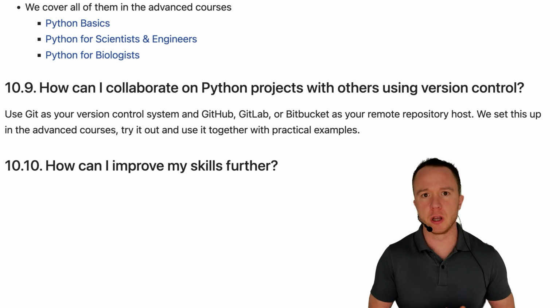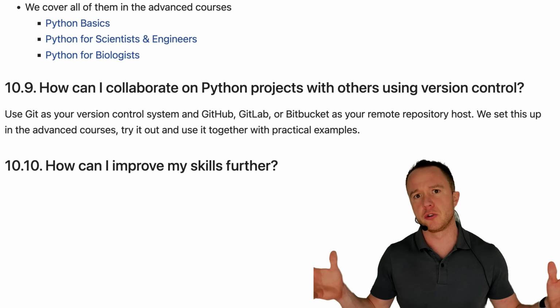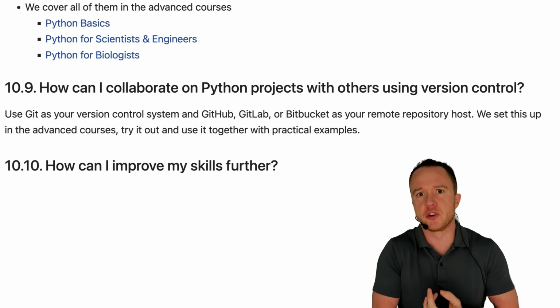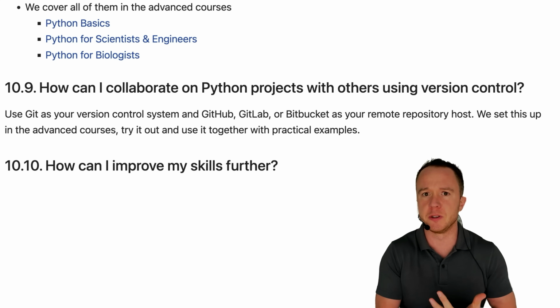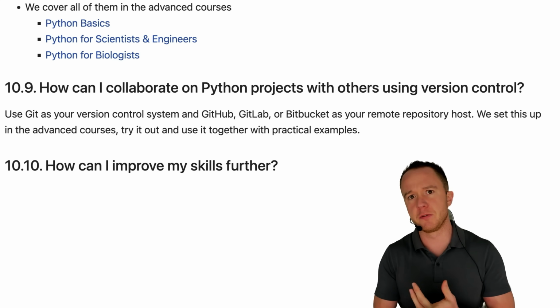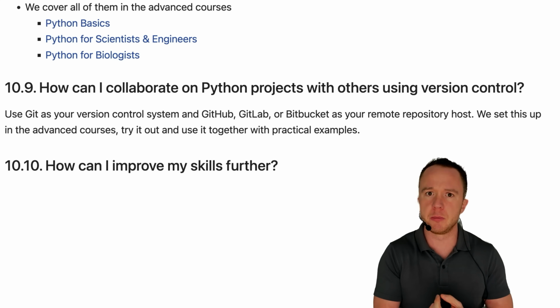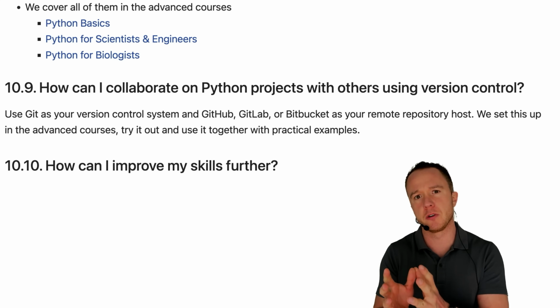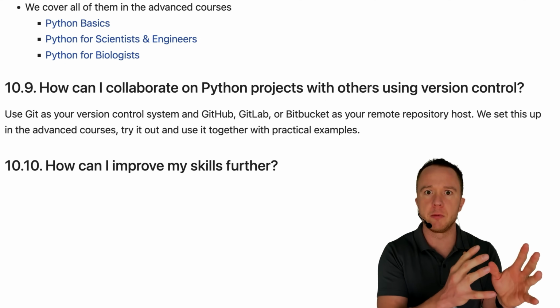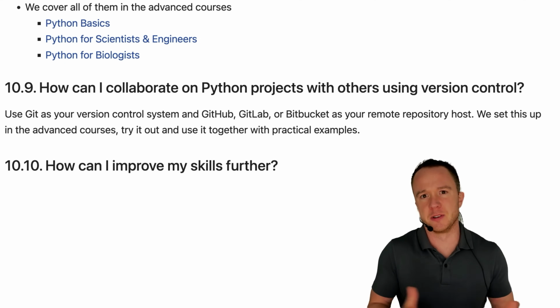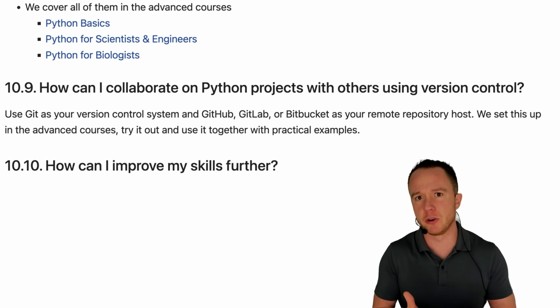Question 9, how can I collaborate on Python projects with others using version control? Out of all the version control software, Git has won the version control war, so pretty much everybody is using it at this point. There are different servers available, so most people are using GitHub. However, GitHub is run by Microsoft and they are using your code to train their AI models, so ChatGPT basically. So it's up to personal preference now if you want to do that or not.